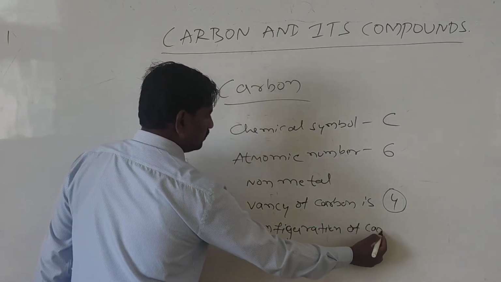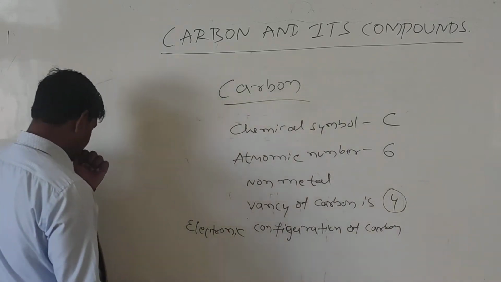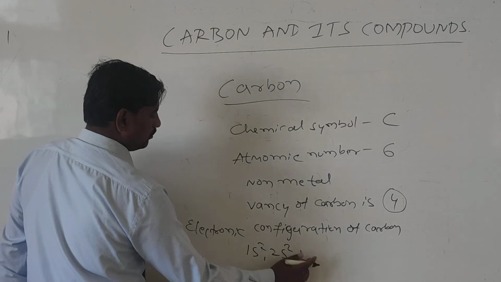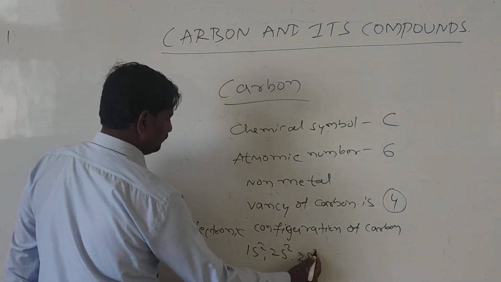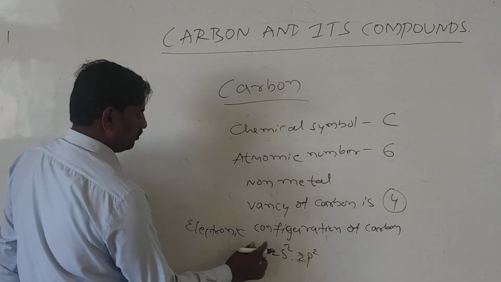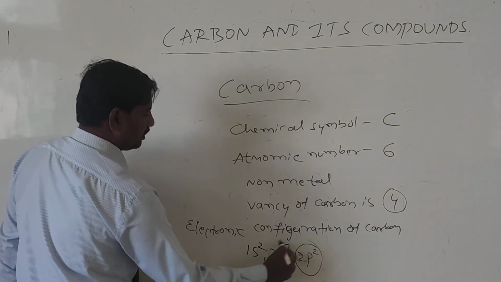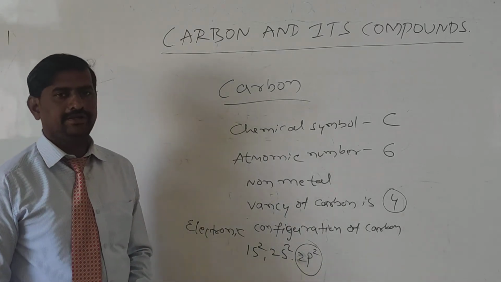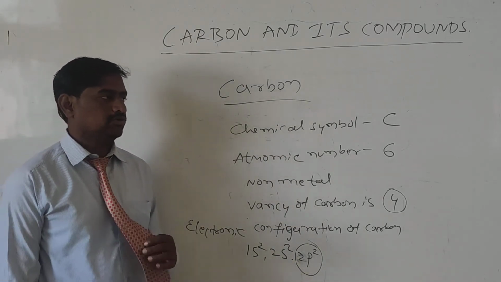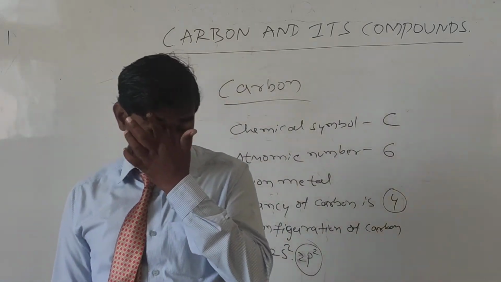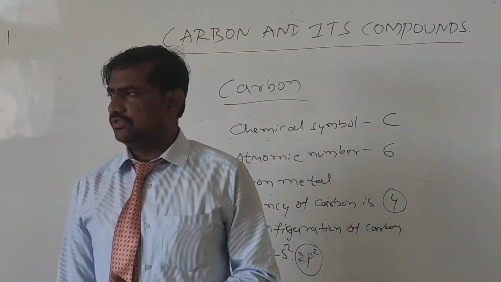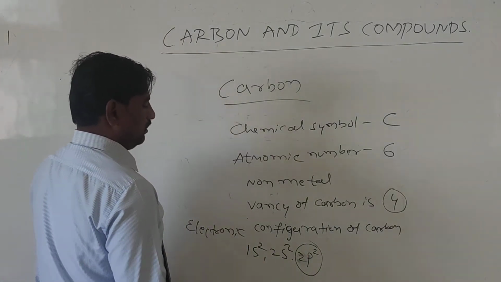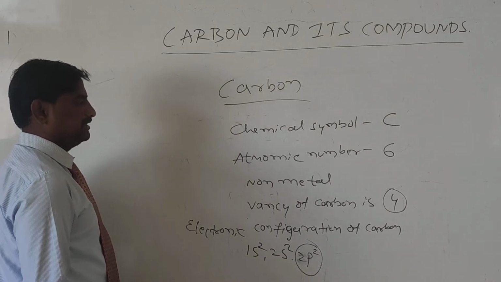And the electronic configuration of carbon is 1s2, 2s2, 2p2. Okay, 1s2, 2s2 and 2p2. So here the electronic configuration of carbon is 1s2, 2s2, 2p2. The outermost orbit, the outermost shell, consists of only 4 electrons. That is, the atomic number of carbon is 6.